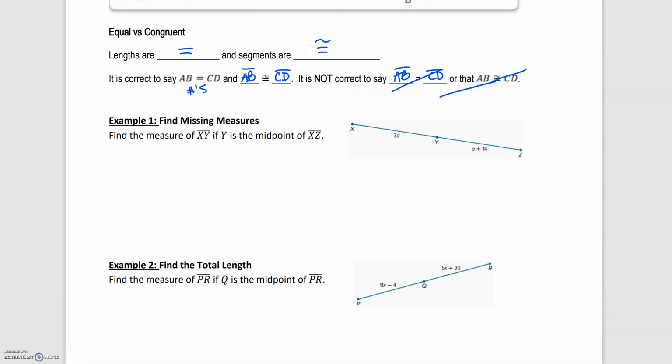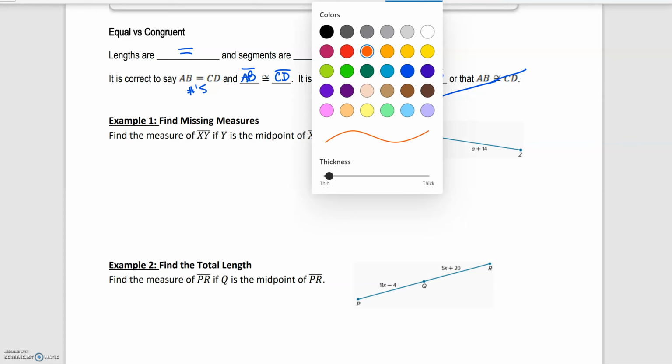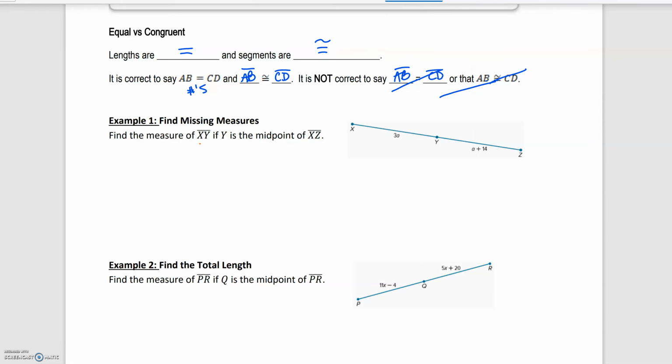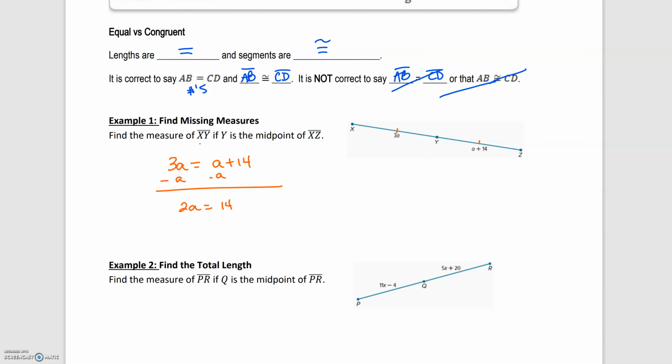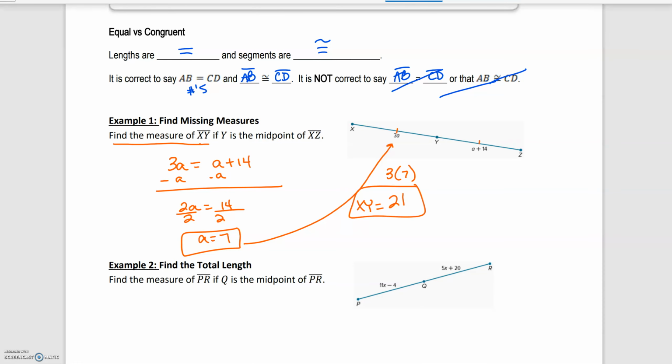All right, so down here, if we have the description given to us that Y is the midpoint, then that would mean that this segment and this segment are congruent because it bisects that segment. So we can go ahead and say that 3A is equal to A plus 14, and we can solve. So A equals 7. And it wants us to find the measure of XY. If we look at what the real question is, not what is A, but what is XY, we're going to plug that back in for A. So 3 times 7, so 21 is XY. And notice I didn't use a symbol because it's an equals.